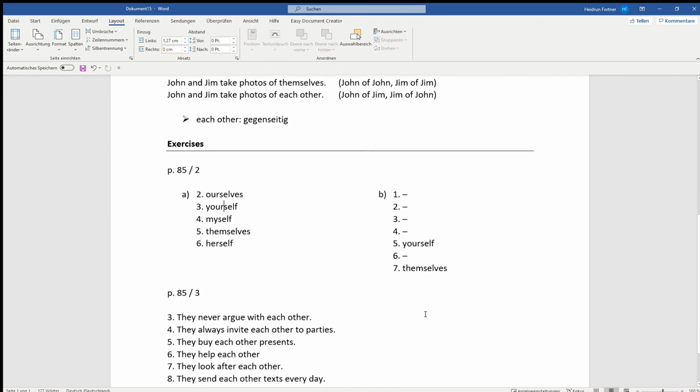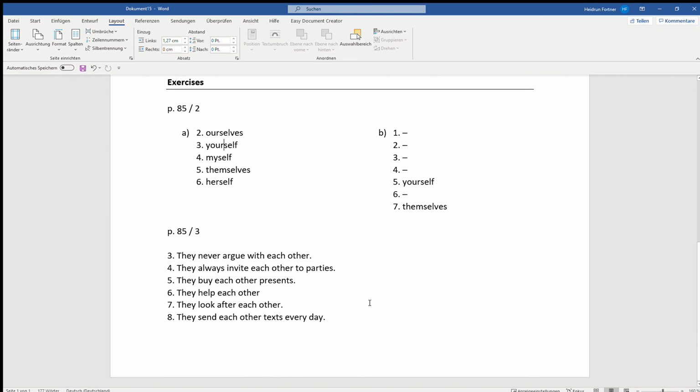Then in exercise 3, you were supposed to write sentences with each other. Now here are some examples. Of course, you may have different ideas. I mean, that was quite an open exercise. So you had words in boxes, you could combine them the way you want. So that's it for the reflexive pronouns.